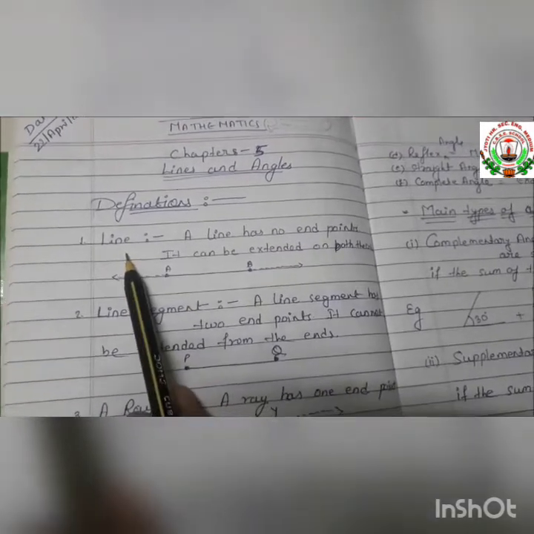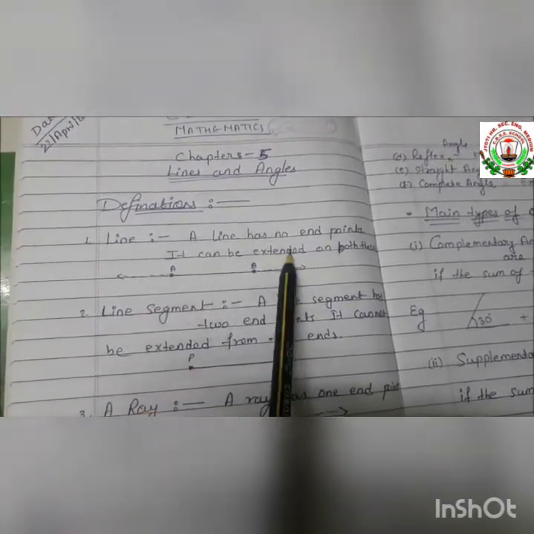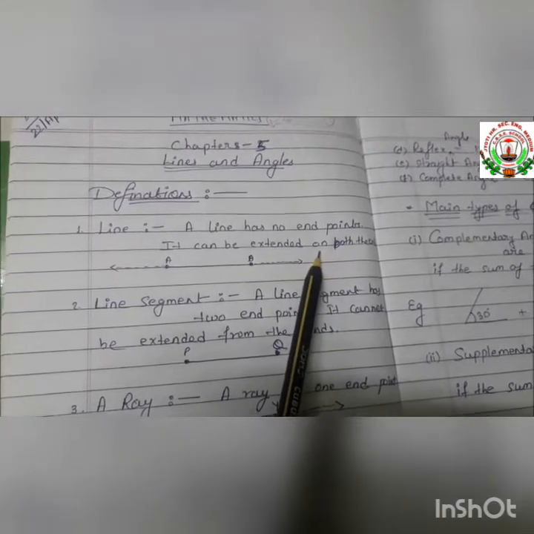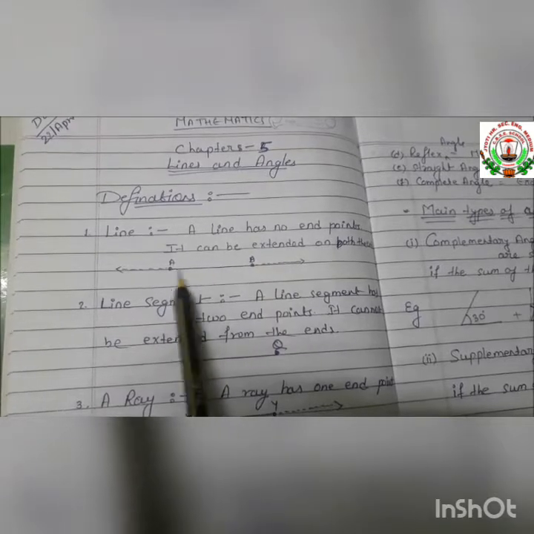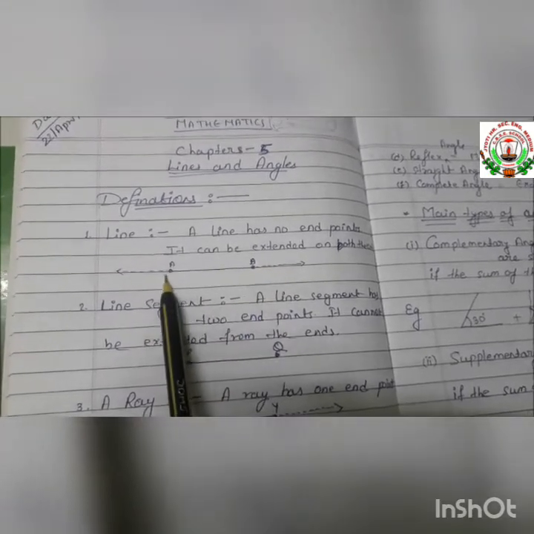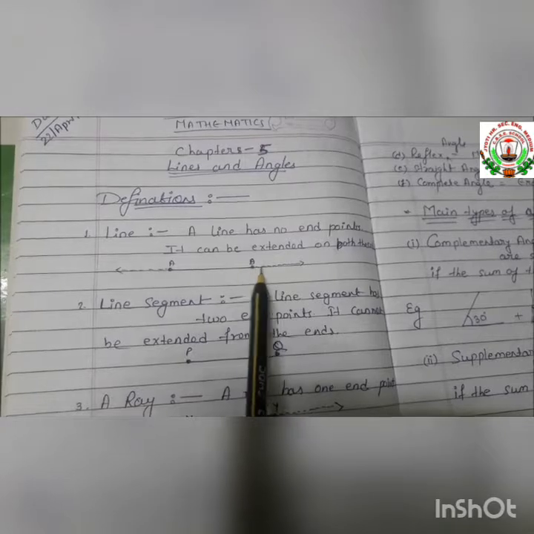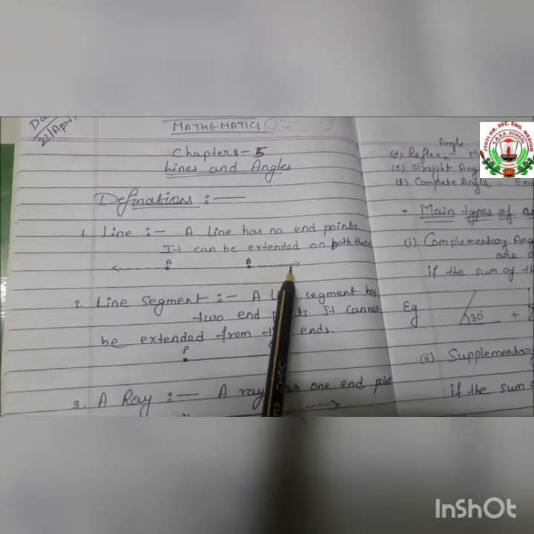So first one definition is line. A line has no end point, which we had studied earlier, isn't it? So it can be extended on both the ends. Suppose A and B is the dot of line. It can be extended from A side also, it can be extended from B side also.